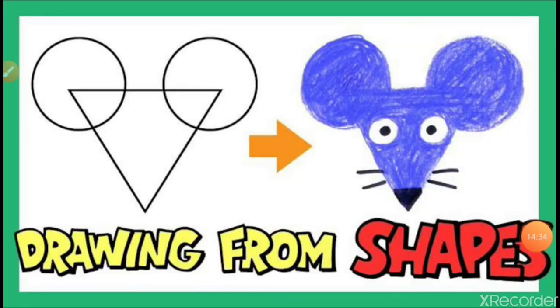Now see some drawings from shapes. In this drawing, it is so easy to make the face of a mouse. One triangle is drawn and then 2 circles are drawn. Okay, and then you color it, make the eyes, make its nose, color its nose and make its mustache. So just by drawing a triangle and two circles, you get the face of a mouse.